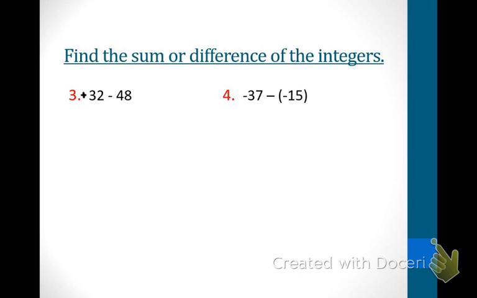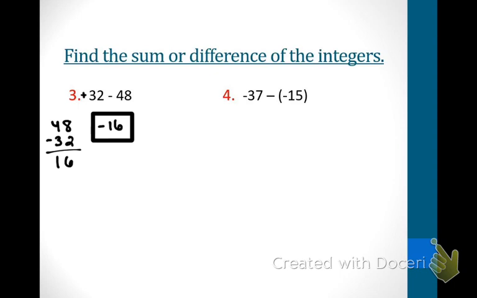So if I have different signs here, what do I need to do? I'm going to subtract. You're just going to use your paper right there as your scratch paper. Guys, what's 48 minus 32? 16. Now, take the sign of the larger number. Was that positive or negative? Negative. It was negative. So what's the answer? Negative 16. Good job.